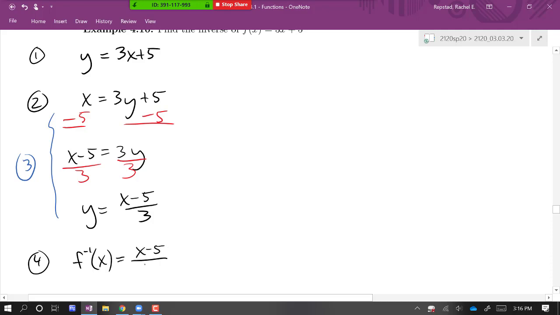That superscript -1 just indicates that it's an inverse. It is not an exponent. It does not mean 1 over f of x.